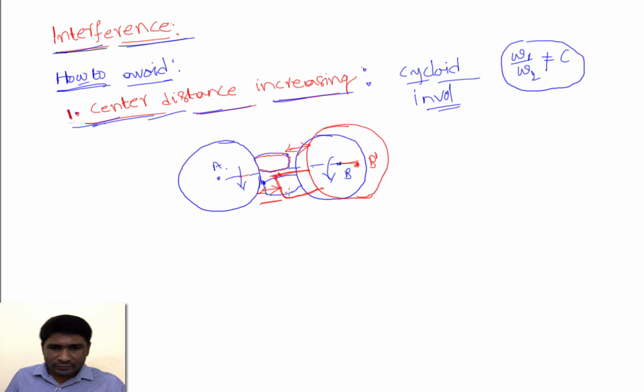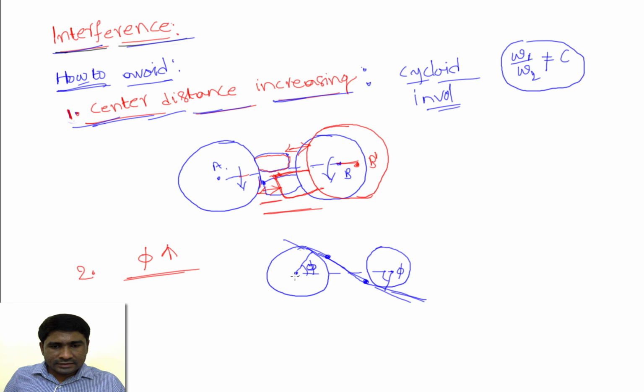So if the interference is mainly occurring at the bottom of the base circle, then in this case by increasing the center distance we can avoid the interference. And the second one is by increasing the pressure angle. So by increasing the pressure angle, this is the original pressure angle when two gears are in action.